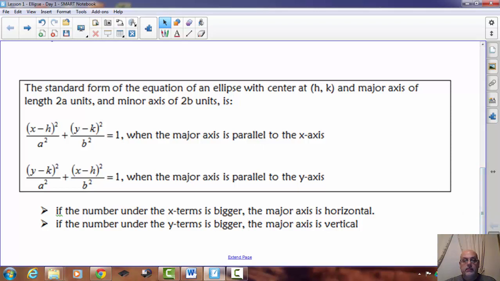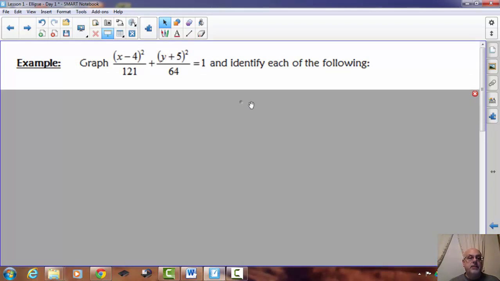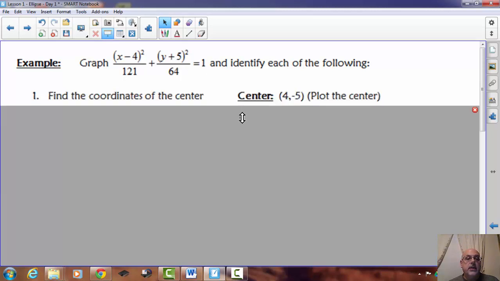Let's take a look at it. There's a lot of steps to the lesson. So here's the equation of the ellipse: x minus 4 squared over 121 plus y plus 5 squared over 64 equals 1. Okay. So we're looking to identify the center. If you follow down on your note sheet, the center of the ellipse is the same as we would find for the center of a circle. So it's x minus h and y minus k. But if you notice, it's y plus. So the coordinates of the center are 4, negative 5. So on the graph below, plot the center.